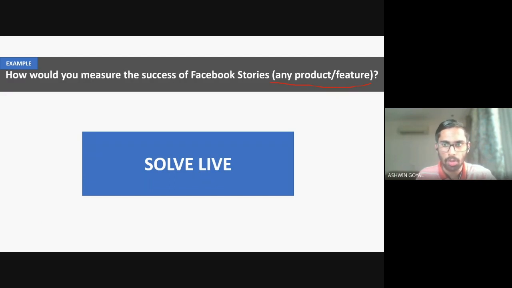So okay, now we've asked these questions, we've described the goal of the product. What would be the next step? Let's say the interviewer has answered that the success of Facebook stories is more people uploading stories. Let's say that is the answer of the interviewer. What would you do? What would be the next step?